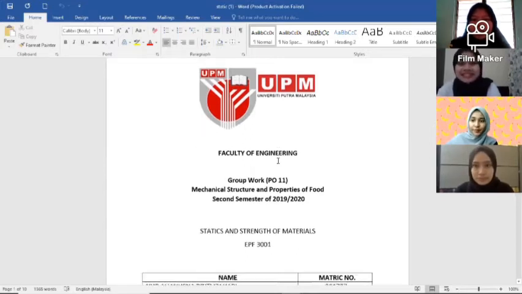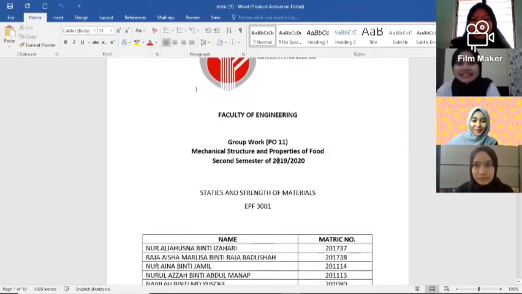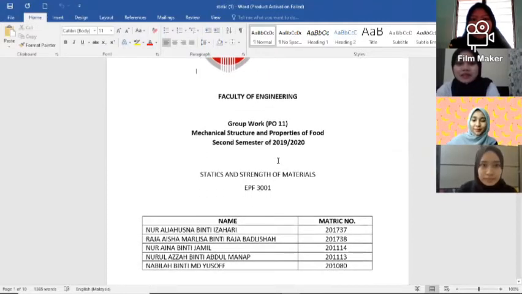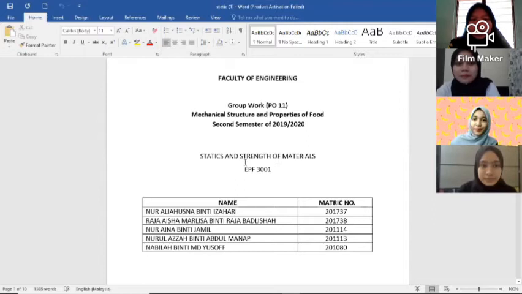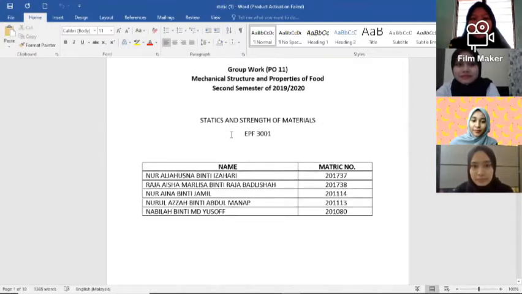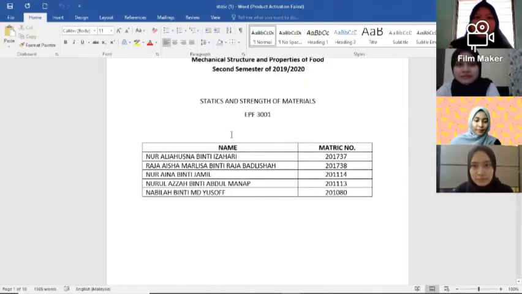Now our group are going to present for the subject static and strength of materials under the topic of mechanical structure and properties of wood. And first we will introduce ourselves.